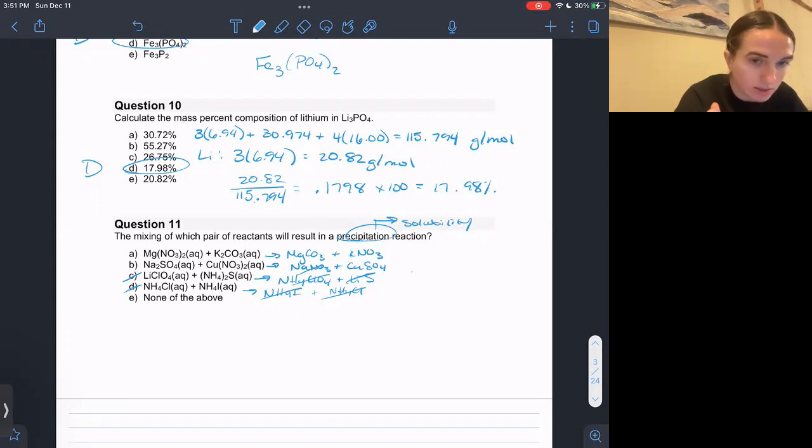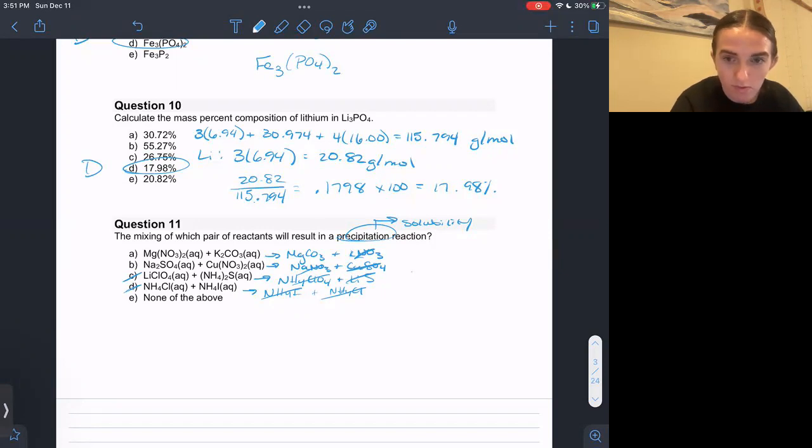Sulfates are usually soluble, except for silver, mercury, lead, calcium, strontium, and barium. Okay, that's none of those. This one will be soluble. And then NO3 will be soluble, and magnesium carbonate. So CO3 2- is usually insoluble except for group 1A.